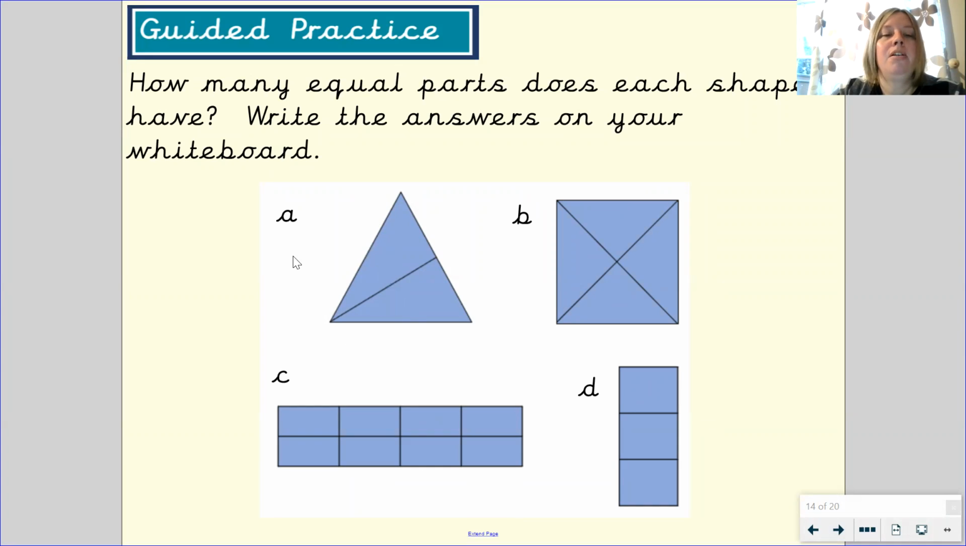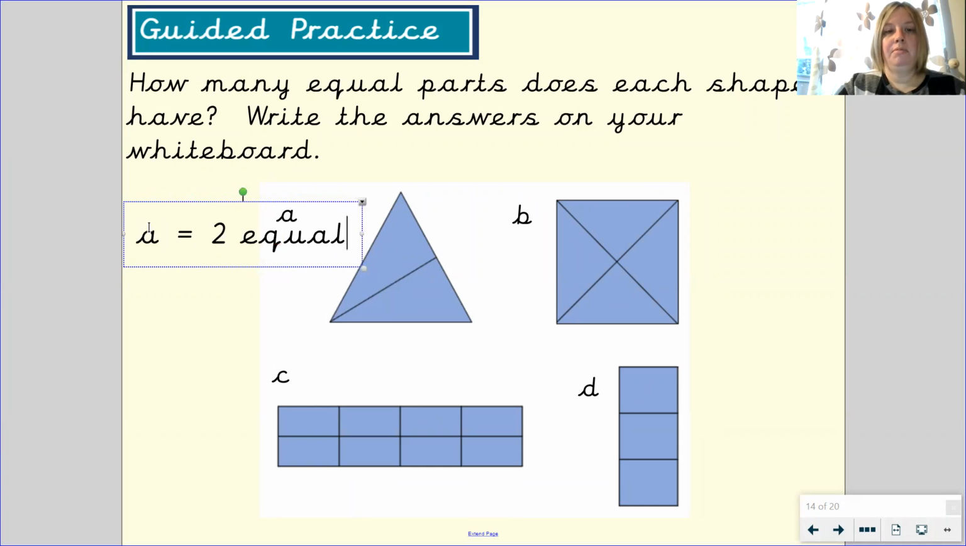1, 2. So you would write for me A equals 2 equal parts. Pause your video and have a go at the rest of them now, and then we will check our answers.